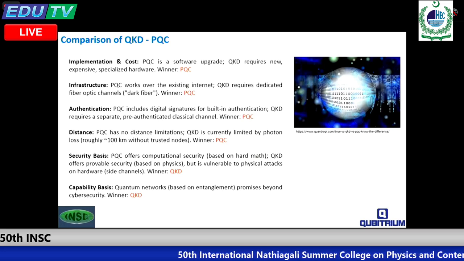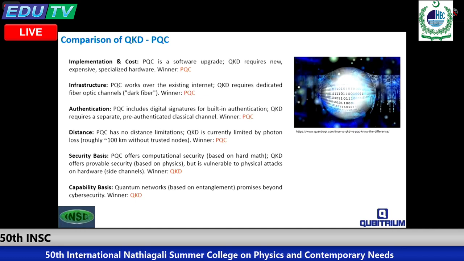And infrastructure: PQC works over the existing internet, so the existing communication infrastructure and everything. But QKD requires dedicated fiber optic channels, dark fibers, and it has to be end to end. From here to Lahore, if you have a communication channel, fiber, usually it has relays, right? Repeaters. You don't have quantum repeaters, therefore the fiber has to be end to end. And remember, you're only limited to 100-kilometer practical distance. So that puts a lot of limitations. Again, the winner is PQC.